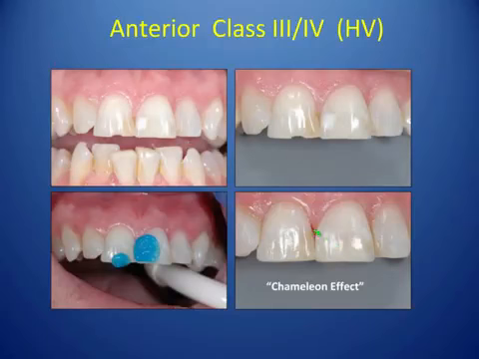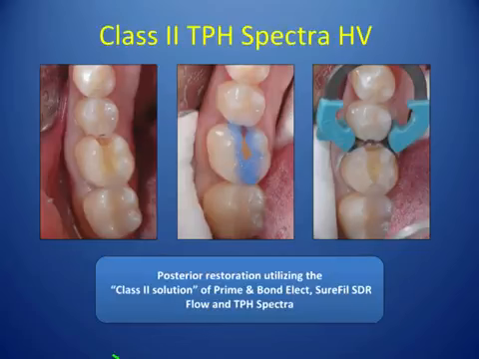Looking at that solution together, so here we've got a posterior application, a class 2, using selective etching technique, Palodent Plus as the matrix system. Again, here's our sectional matrix ring, good adaptation, good contact of the matrix ring against the adjacent tooth, and a high probability of success for this restoration.